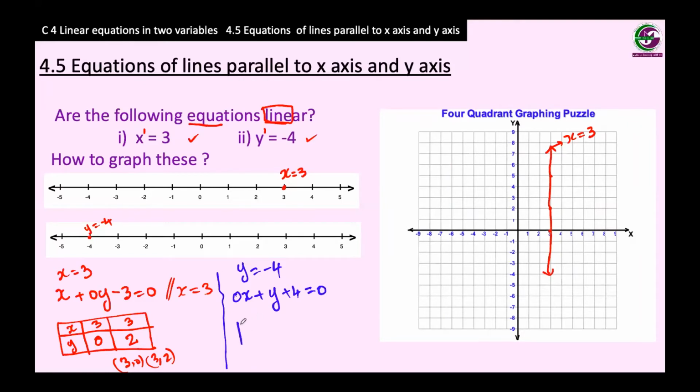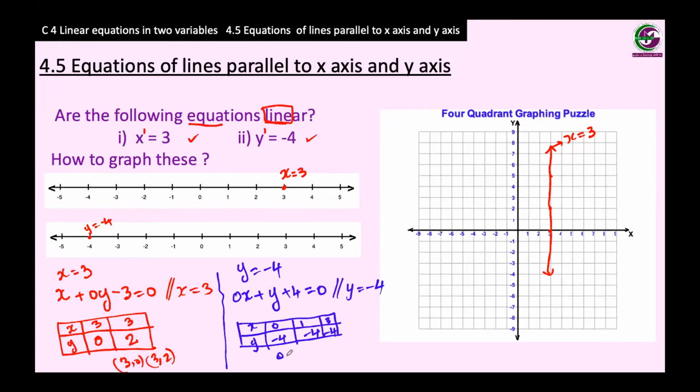Now let's draw a table to know the coordinates. For any value of x, the value of y will be negative 4. If x is 0, then 0 plus y plus 4 equals 0, so y is negative 4. If x is equal to 1, again we get y equal to negative 4. For any value you take, it will be the same situation.